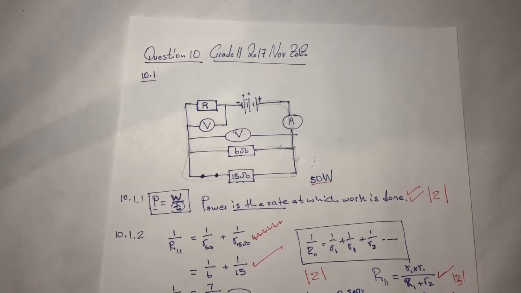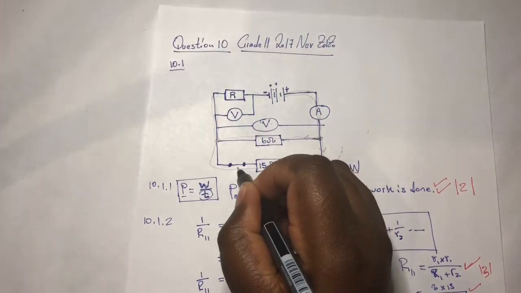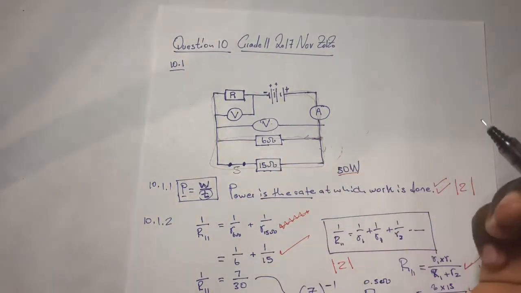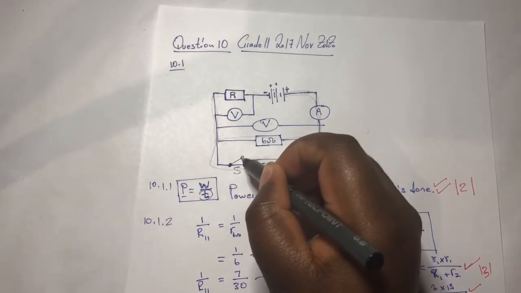Okay guys, so now let's move to the next question. So we're given a statement there. They say the switch in the circuit is now opened. So let's see, where is the switch? So this is where we've got our switch. So now they are saying the switch is now opened.